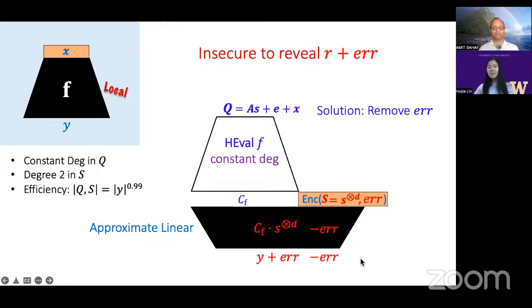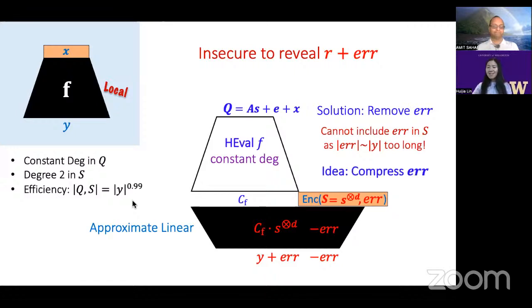One simple idea is that we can remove the error by including it in the secret part of the input, and then simply subtract it off. This would allow us to recover the exact output y. The problem with this approach is that the error vector is actually pretty long. It is as long as the output. If we include it in the secret input, we will not be able to achieve the efficiency level that we want, which is that the Q and S parts are sublinear in the length of the output y.